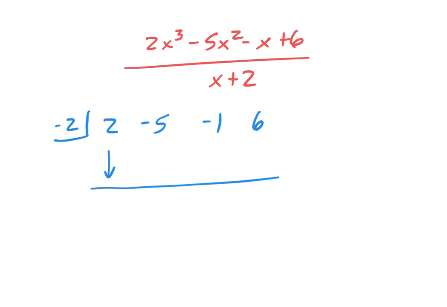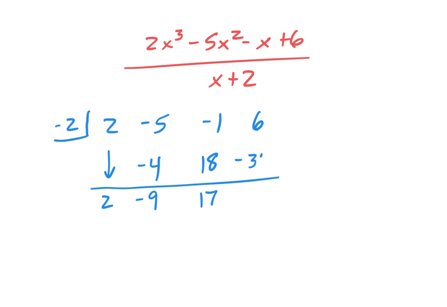Okay. The only difference about this one is it's going to be a little bit longer because we got more numbers here. But everything's the same. And it's just a repetitive process. We're going to bring down the 2. Negative 2 times 2 is negative 4. Negative 5 and negative 4 would be negative 9. Negative 2 times negative 9 would be 18. Negative 1 plus 18 would be 17.